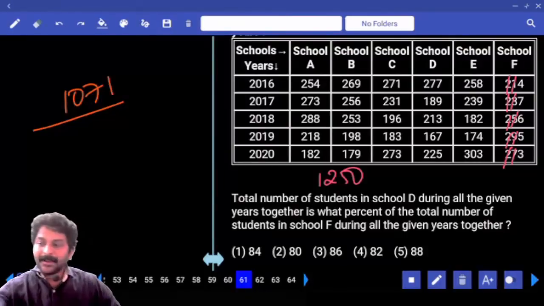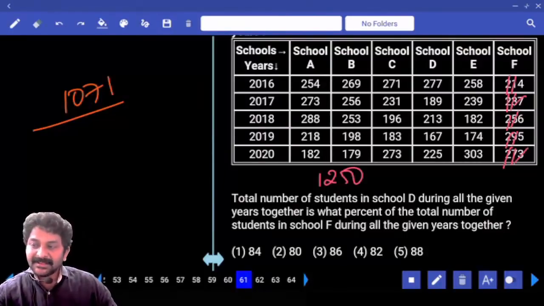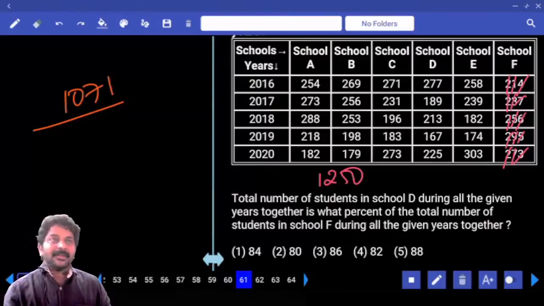Understood? Right. 7 plus 3, 6 plus 4, plus 5, 25.